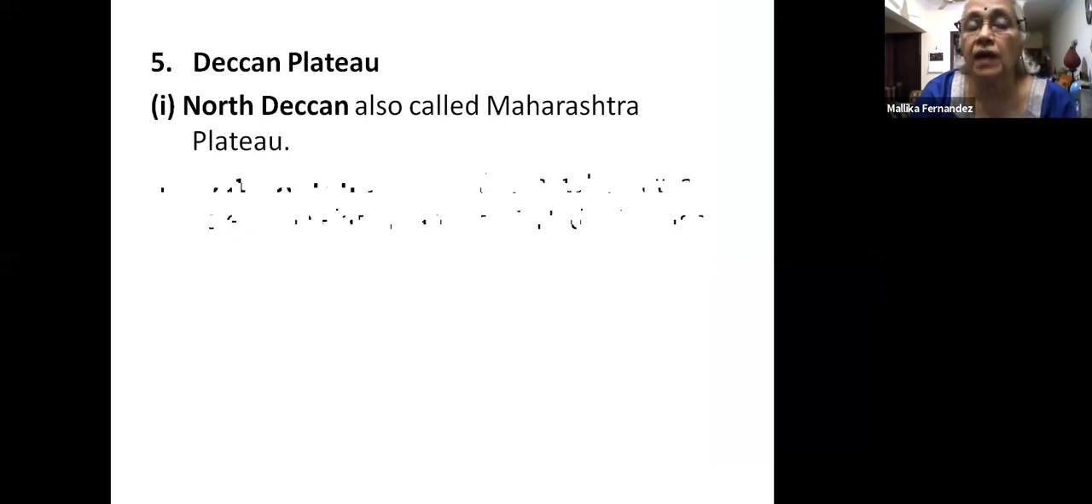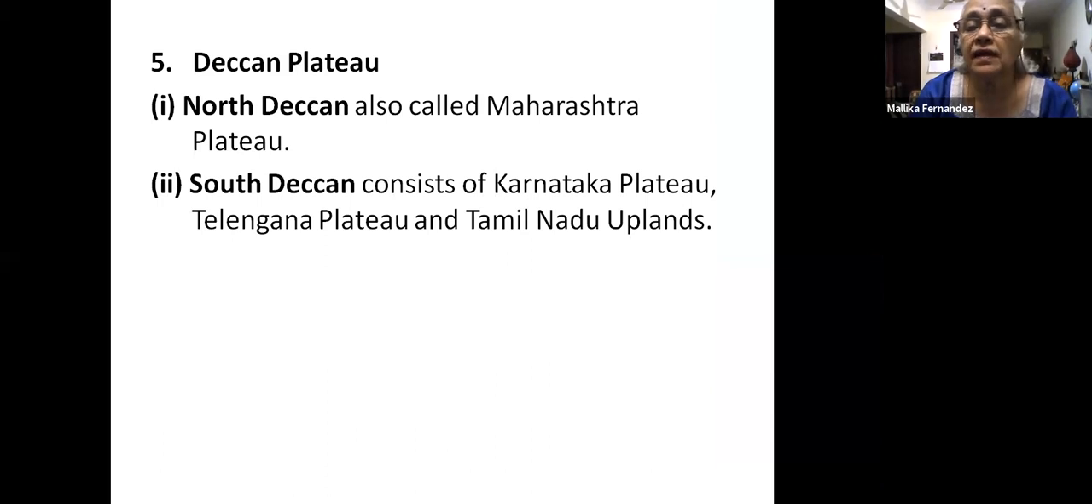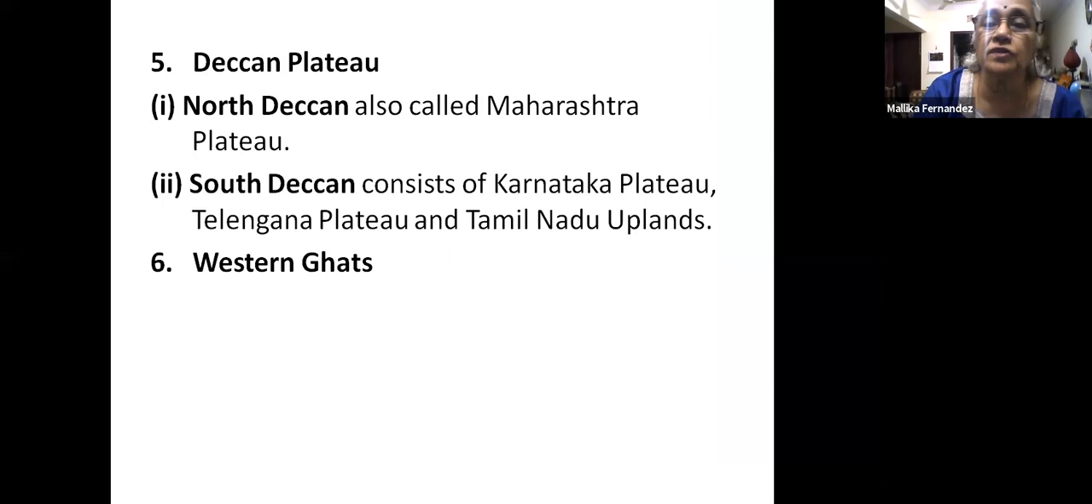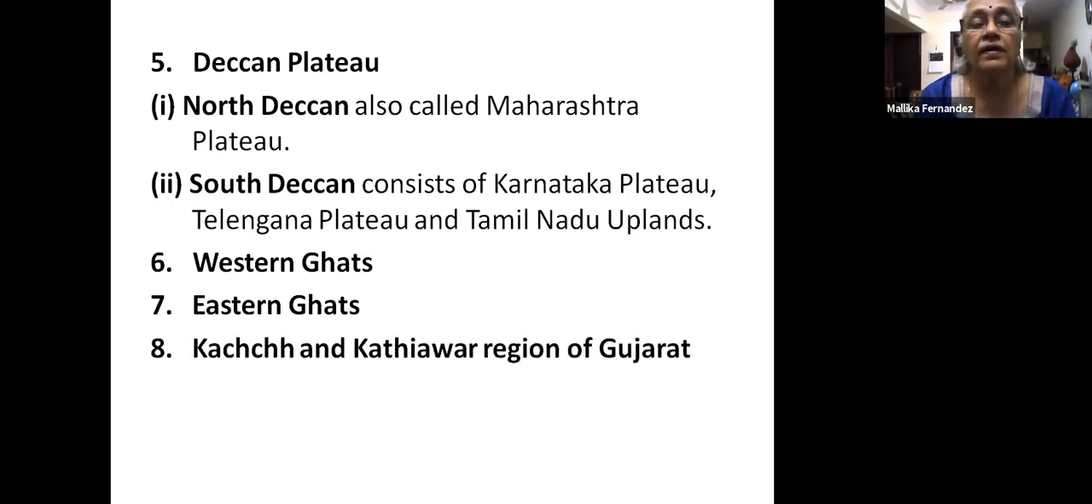North Deccan Plateau is also called the Maharashtra Plateau. South Deccan Plateau is mostly Karnataka, Telangana, and Tamil Nadu uplands, right? Then we have the Western Ghats. Western Ghats are considered a separate entity because the characteristic features of Western Ghats are different. And 7 is Eastern Ghats. Now we also have, not a part of the Deccan Plateau, an 8th division, which is the Kutch and Kathiawar region of Gujarat, which actually belongs to North Deccan because the lava flows continue in that region. Plus, you will find that that region doesn't seem to be connected to the Central Highlands, because Central Highlands is all Malwa Plateau and Chotanagpur Plateau. Kutch and Kathiawar region is a lowland, and they can be taken as a separate zone completely. Okay, so those are the major divisions of the plateau region.